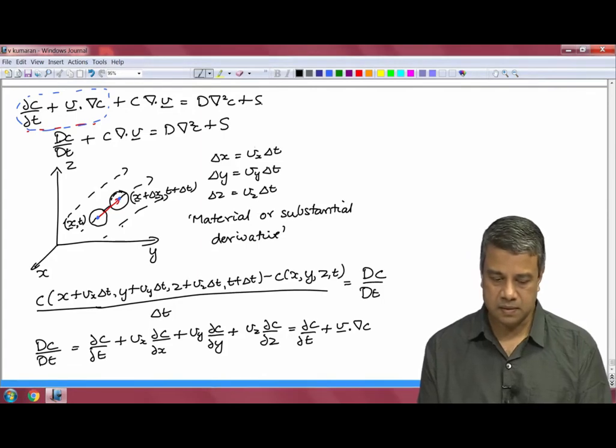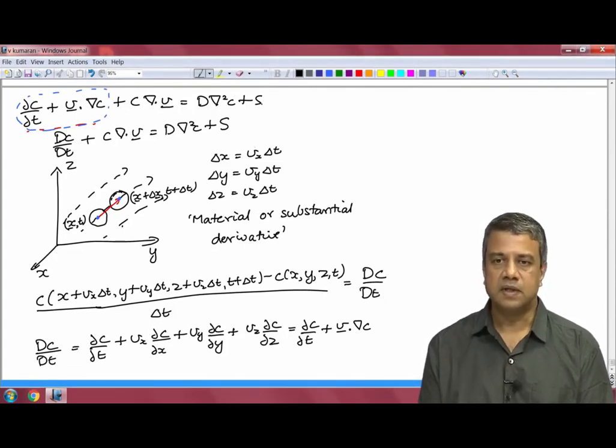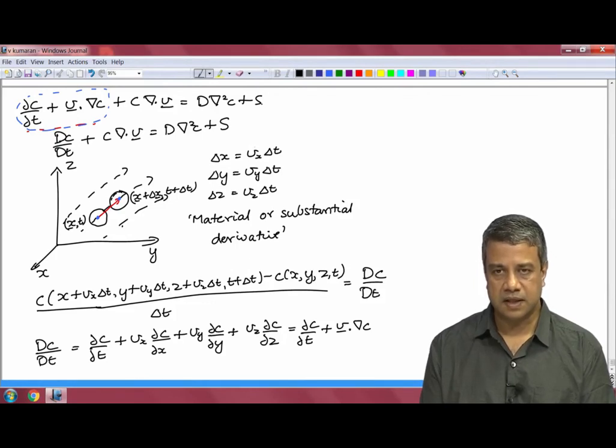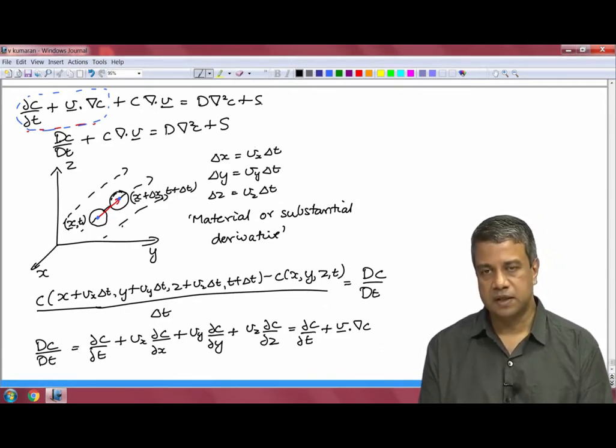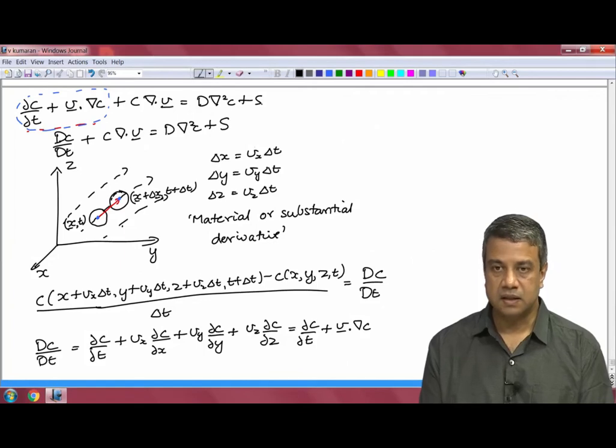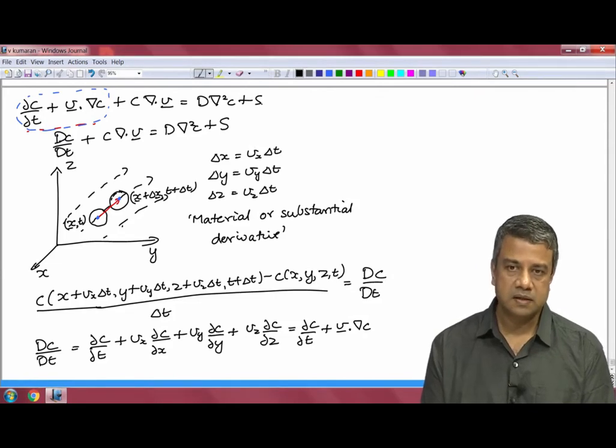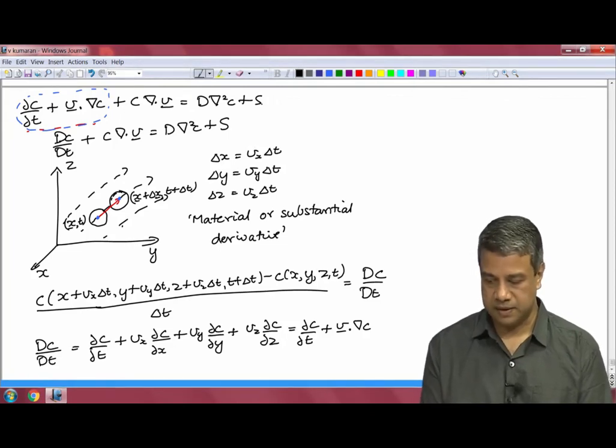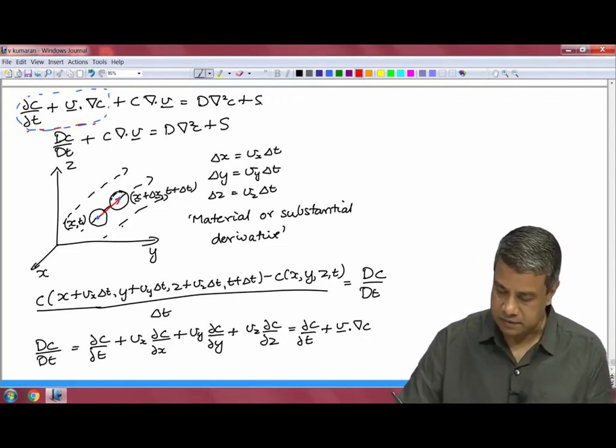equivalently expressed in terms of the substantial derivative, which is the difference in the concentration divided by delta t, at the location x plus v delta t at time t plus delta t and x at the time t. So, take the difference between the concentration at the location x plus v delta t, the location to which the volume moves at the time t plus delta t, minus the concentration at the original location x at time t and divide by delta t. And this is the definition of the substantial derivative.